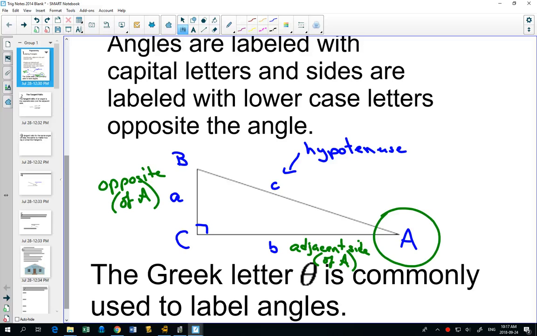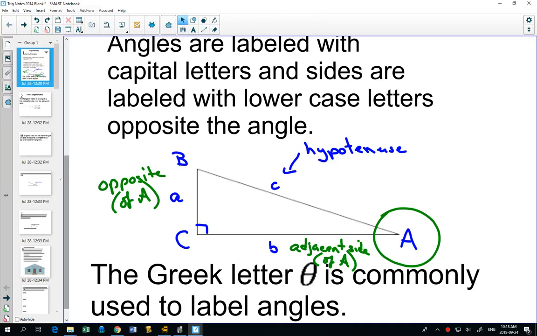This is called the hypotenuse all the time. The other name for the sides of triangles that are not the hypotenuse, they're sometimes referred to as the legs. So a right-angled triangle has two legs and a hypotenuse. And those legs are just the sides that are not the hypotenuse.